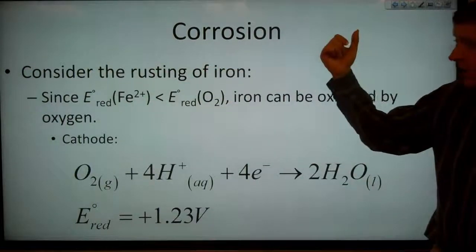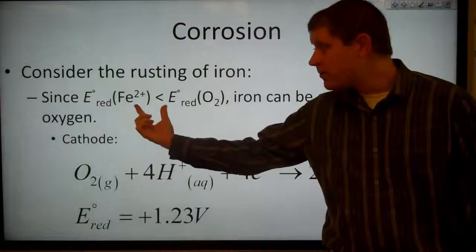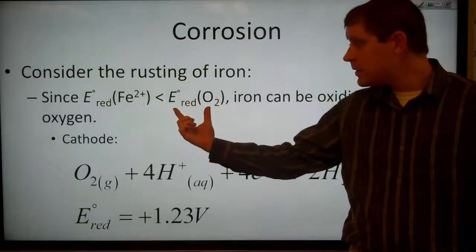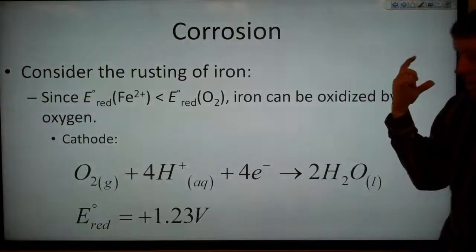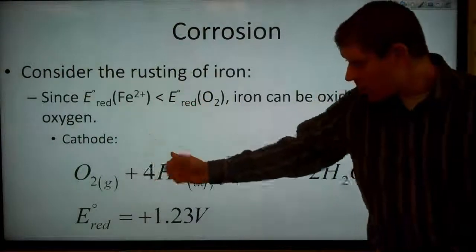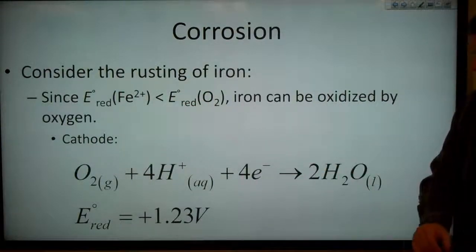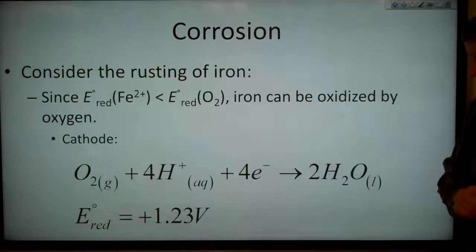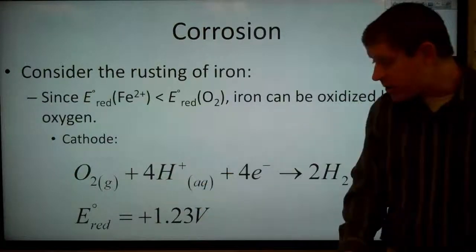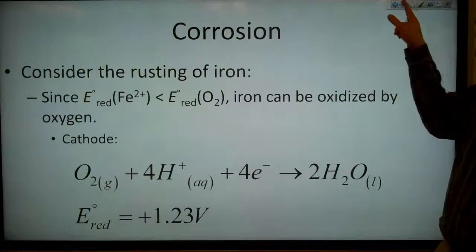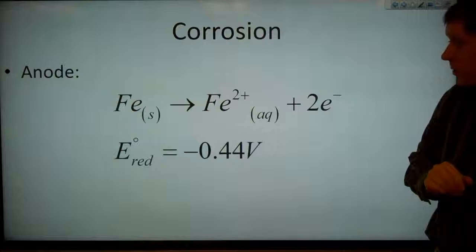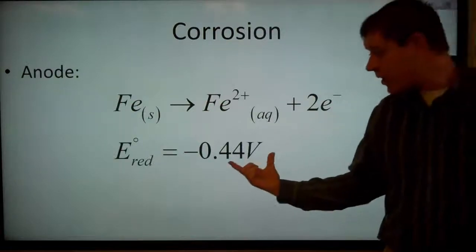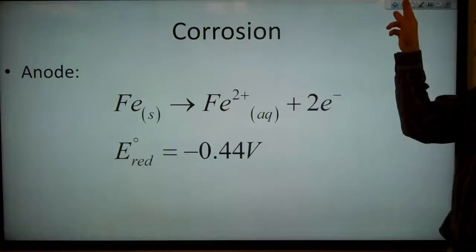So let's look here at the rusting of iron. We've got the standard reduction potential of iron 2+ is less than the standard reduction potential of O2. This means iron can be oxidized by oxygen. And then at the cathode, we have O2 plus 4H+ plus 4 electrons react to give us 2 water molecules. And the standard reduction potential there is positive 1.23 volts. At the anode, we've got our iron solid oxidized to iron 2+ plus 2 electrons, and the standard reduction potential there is negative 0.44 volts.